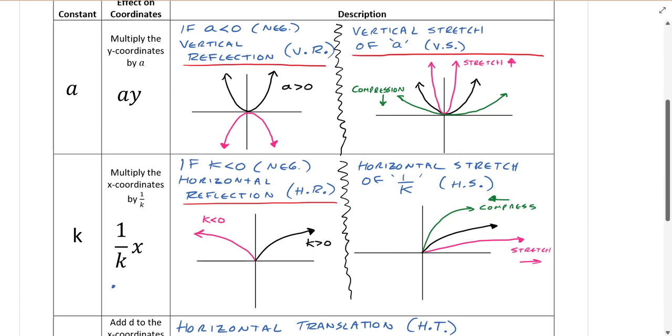We can call those all stretches to keep it simple for now, but if you want to be technical and sound smart and know what you're talking about, technically, if you were shrinking it, it's a compression, not a stretch. All right, let's move on to the next one.